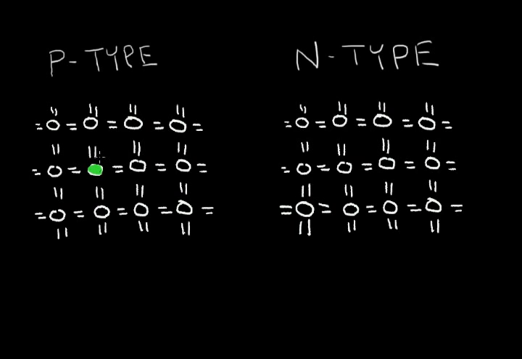And recall that a boron atom, instead of having 4 electrons in the outer shell, only has 3. So I'm going to remove one of the electrons here, and I'm going to replace that with an X. And this X means that I have a hole, or an absence of electrons.